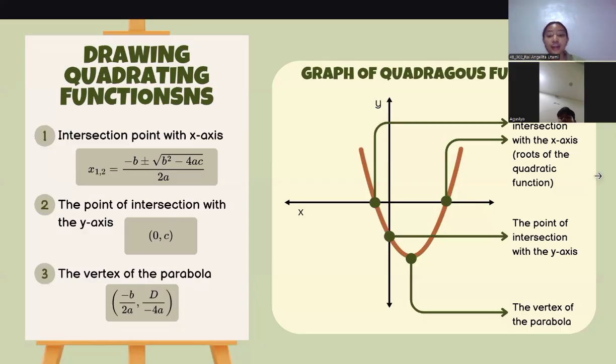Step 3. Find the vertex or turning point. The vertex is the highest or lowest point of the parabola. Its coordinates are open parenthesis negative b over 2a, comma d over negative 4a, close parenthesis. Here, d is the discriminant. After plotting all these points, we connect them with a smooth curve to form a parabola.